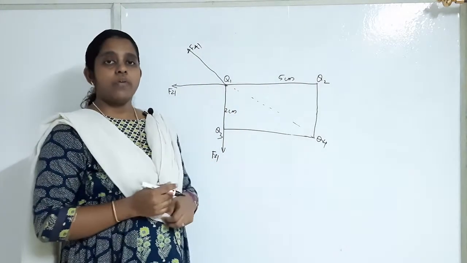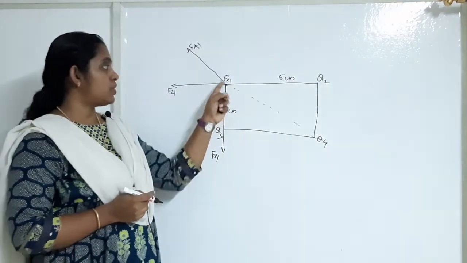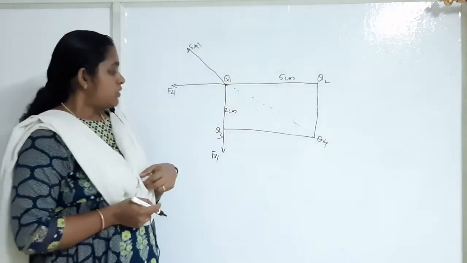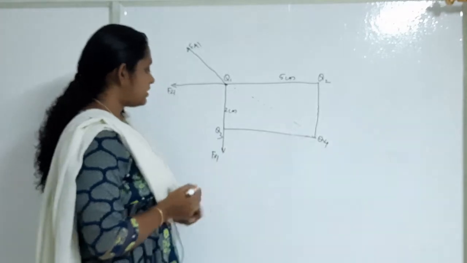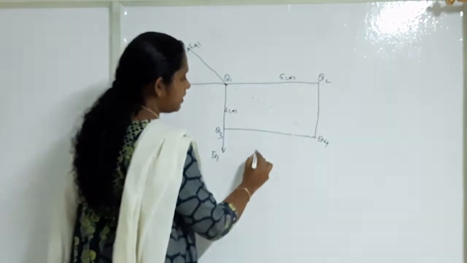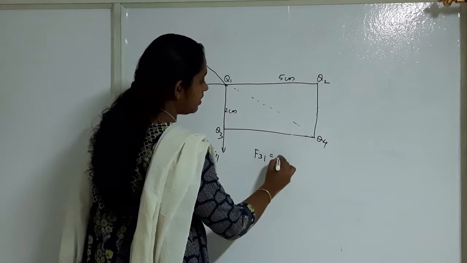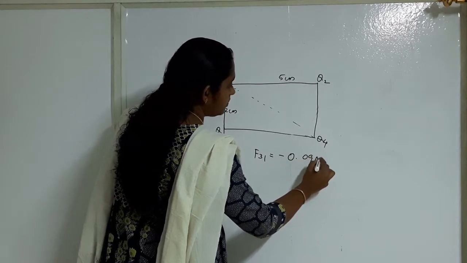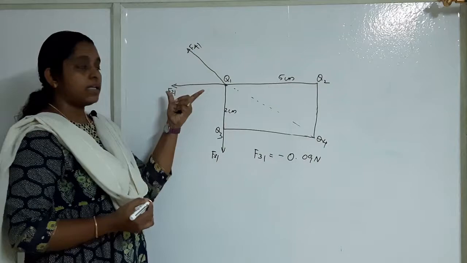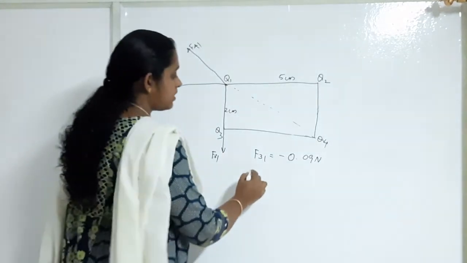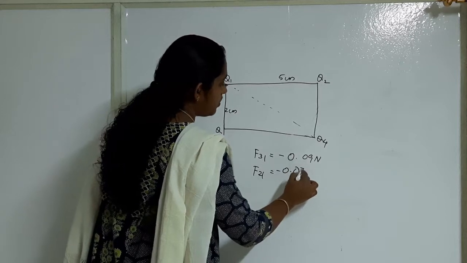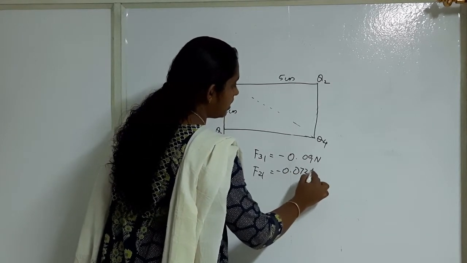Now we have to find the total force on this Q1, that is the resultant of all these three forces. So F31 will be in this direction. The value of F31 is what we already found out, that is minus 0.09 Newton. Then F21 is acting in the negative x direction, that is a repulsive force, so F21 will be minus 0.072 Newton.